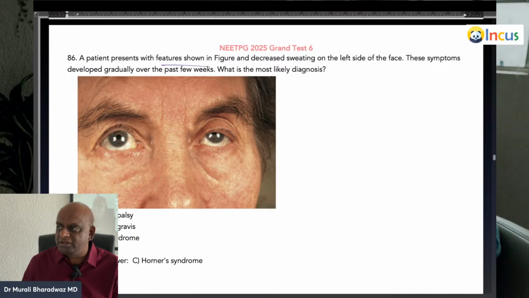A patient presents with the features shown in the figure. What do you see here, doctor?